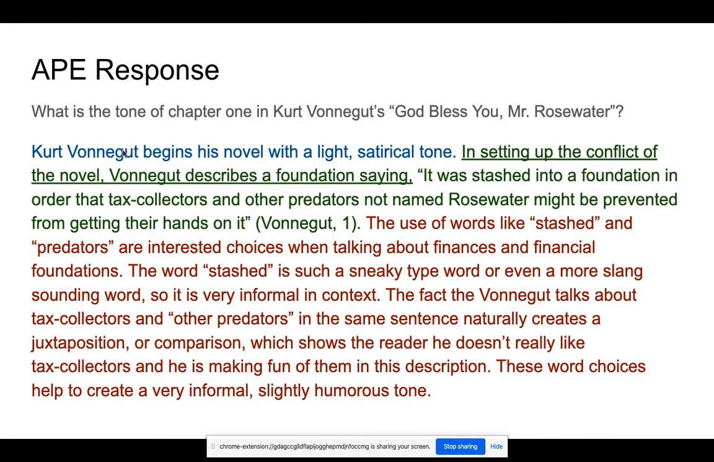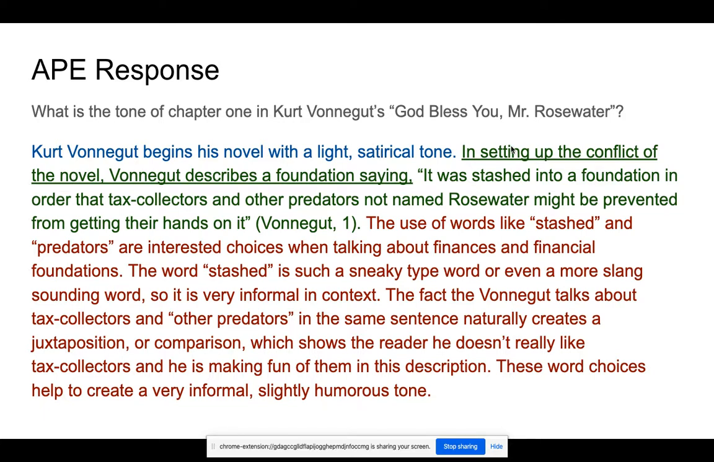So it says Kurt Vonnegut begins his novel with a light satirical tone. You'll notice that I said Kurt Vonnegut begins his novel. That was my way of restating the question, like, what is the tone in the first chapter? Well, he begins his novel this way. And here's my answer. I'm saying that the tone is light and satirical, which is sarcastic or funny.